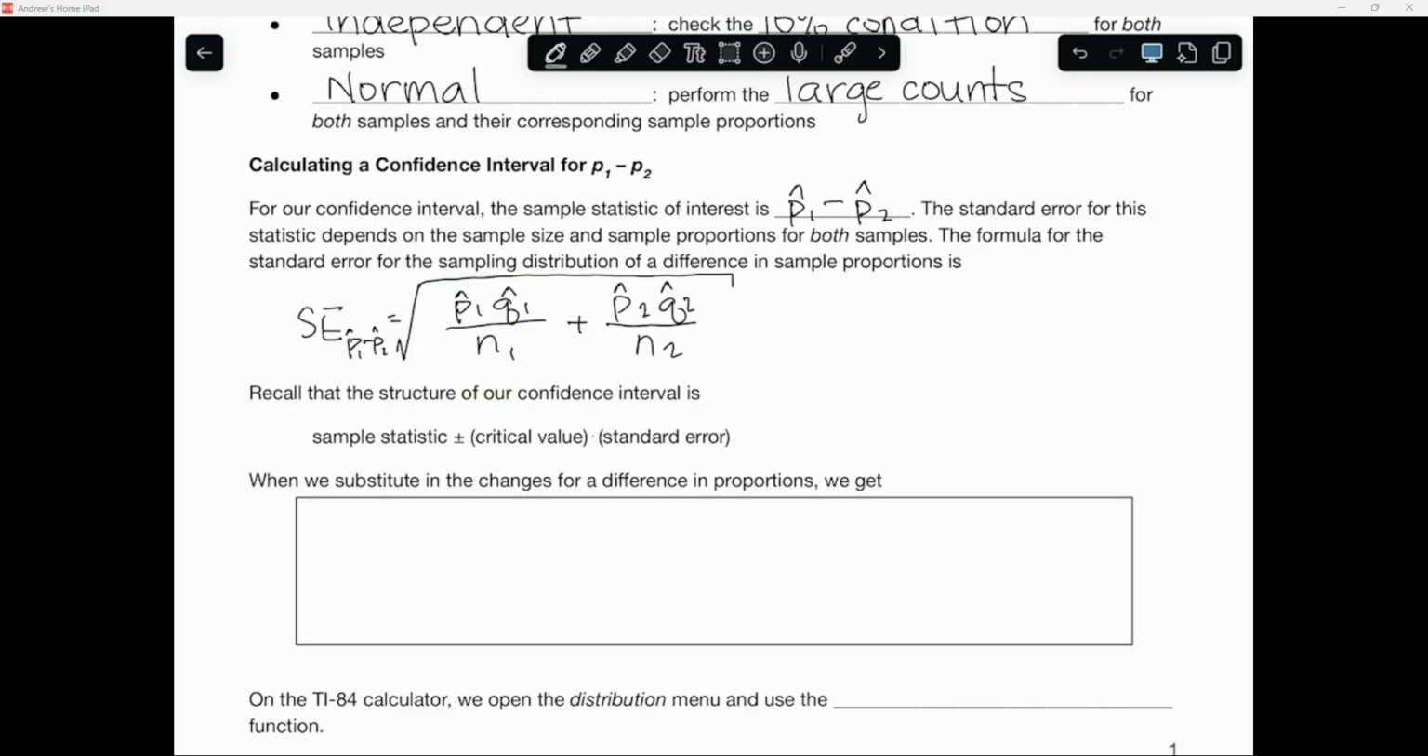Substituting those changes into our confidence interval formula, we get p hat 1 minus p hat 2 plus or minus z star times the square root of p hat 1 q hat 1 over n1 plus p hat 2 q hat 2 over n2. Again, a little bit more complicated, but hopefully familiar.